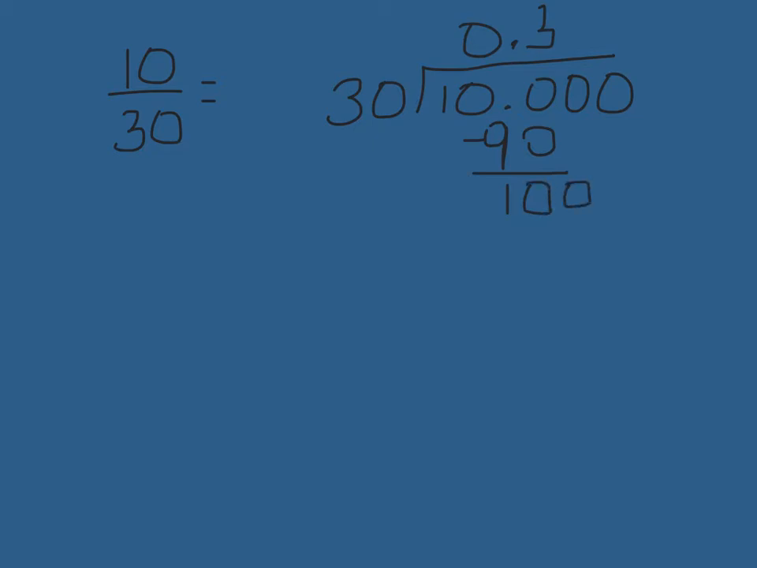So 30 goes into 100 3 times. 3 times 30 equals 90. And I subtract, and I have 10, and I bring down a 0. So as you can see, this 3 is just going to keep being 3 times, and it's just going to keep going on and on. So this is a repeating decimal. I would write my answer like this, 0.3 with a bar above the 3 to show that the 3 just keeps repeating and going on and on and on. So this is a good example of a repeating decimal.